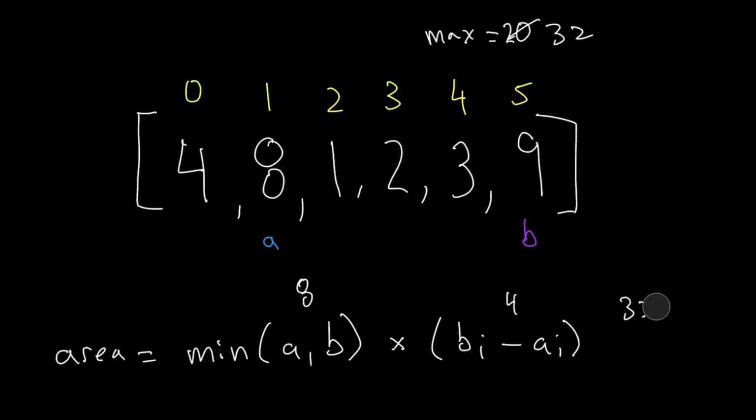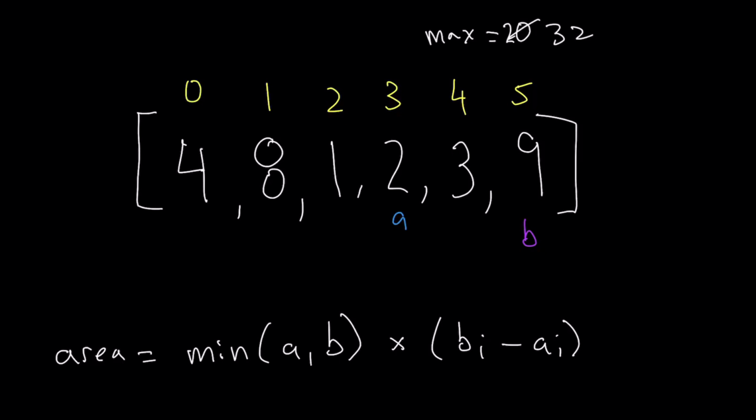Now we have to shift the smaller over once more. So A comes over, and we do our calculation once again. The min between 1 and 9 is 1. 5 minus 2 is 3. The area here is 3. 3 is not bigger than 32, so nothing happens in terms of our max area, but we shift our values over again. And this time, we do our calculation the exact same as we did last time.